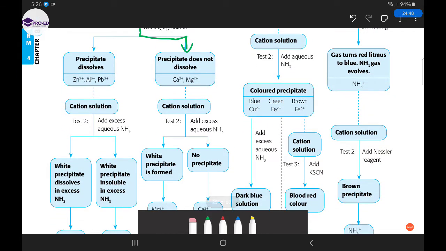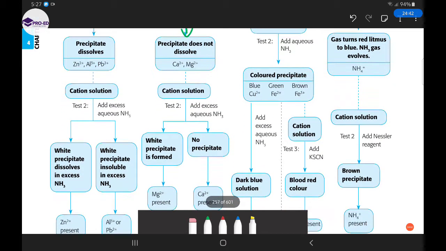is, okay, now from here you need to know, both calcium and magnesium hydroxide do not dissolve, and that's why we have this right here. But if you want to further narrow it down for calcium and magnesium, now you take a brand new solution and you add what? Excess ammonia. If you add excess ammonia, only calcium hydroxide will dissolve in excess ammonia. Magnesium hydroxide will not dissolve in excess ammonia. So that's the pathway we are taking.